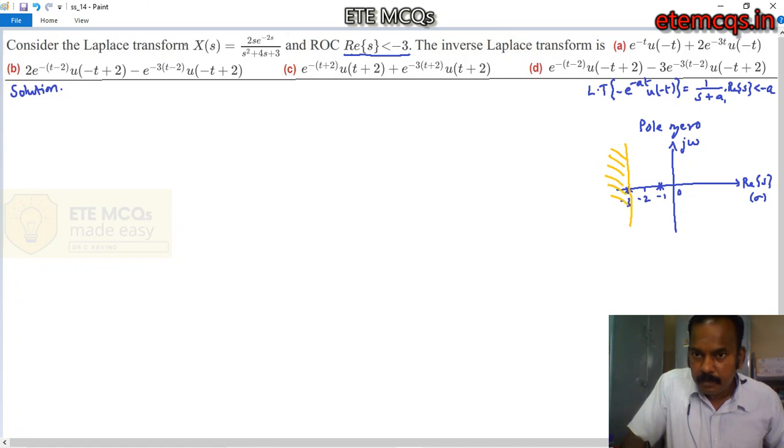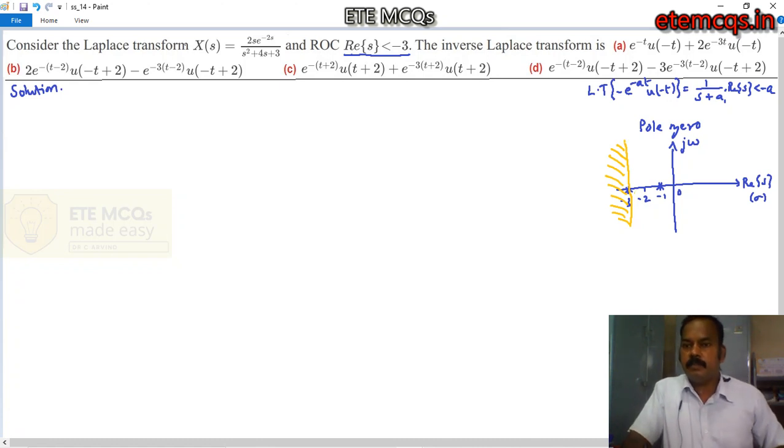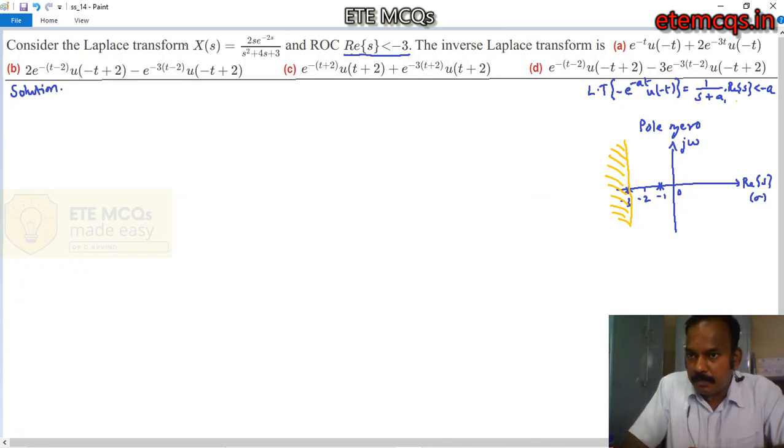The ROC should be, that is what I mean by the time domain sequence should be a left-sided sequence. The ROC will be on the left hand side and extends up to minus infinity. So that is why we are supposed to make use of this formula. This is your ROC, real part of s less than minus a. We use this particular formula to determine the inverse Laplace transform.